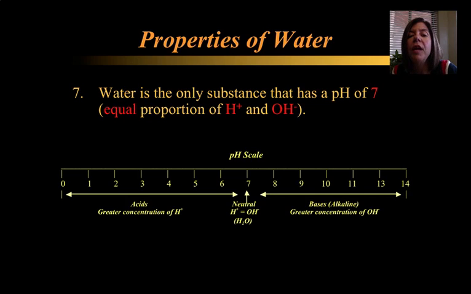Now, another property of water is that water is the only substance that has a pH of 7. We'll be talking about pH in a little bit, but a pH basically is the amount of hydrogen ions compared to the amount of hydroxide ions. And water is the only one that has an equal proportion of hydrogen ions to hydroxide ions, making it a neutral pH of 7.